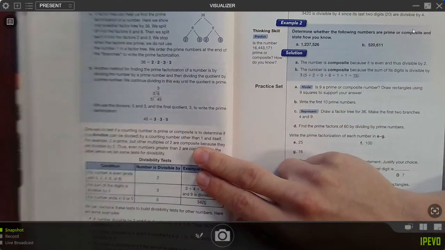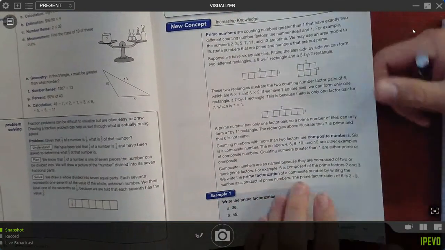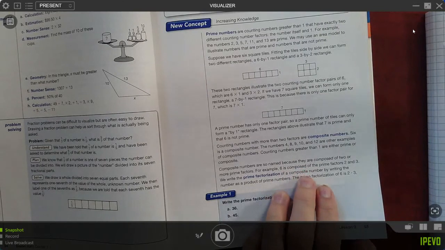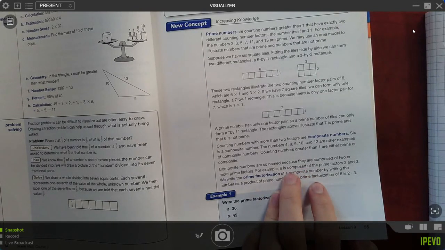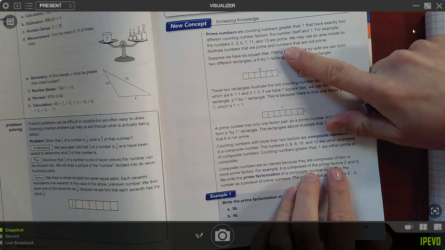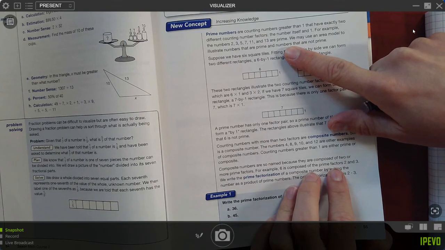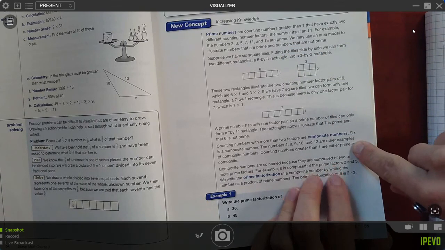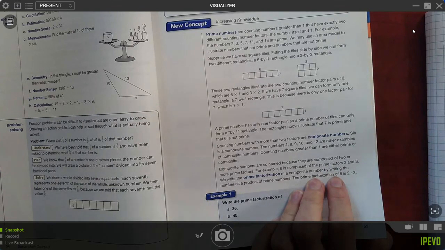So, what is prime factorization? Composite numbers are named because they are composed of 2 or more prime factors. So there's prime numbers, which are ones that have only the one factor, 1 and itself. And then there's composite numbers, which have many factors, okay? And then prime factorization is our ability to kind of break that apart, okay, and talk about that.